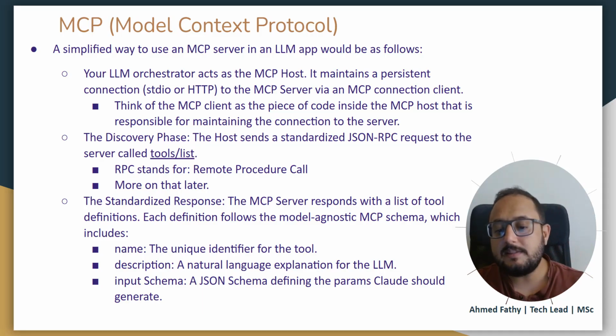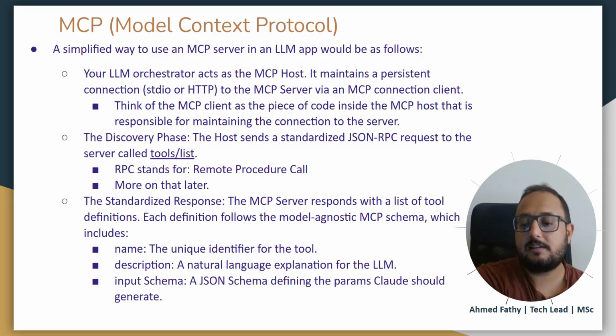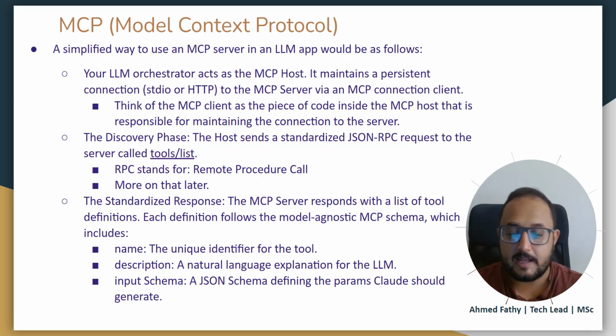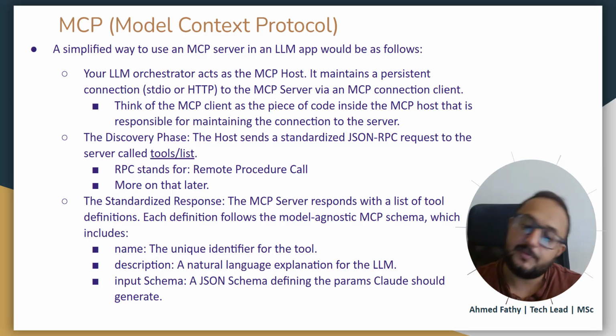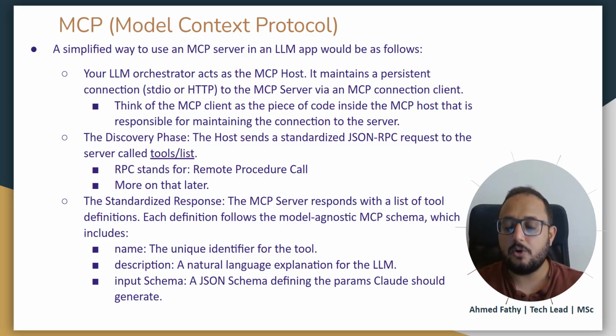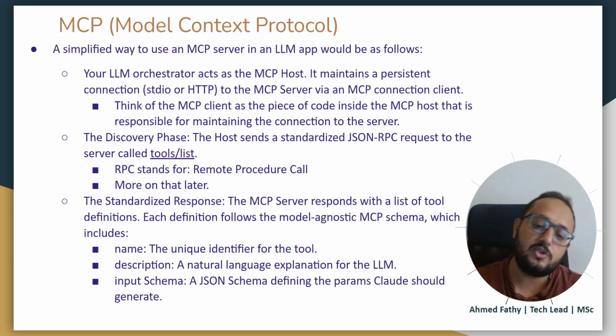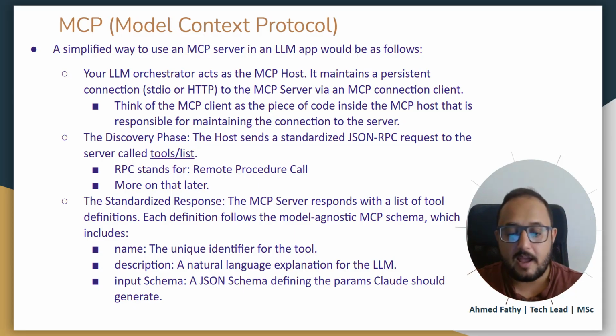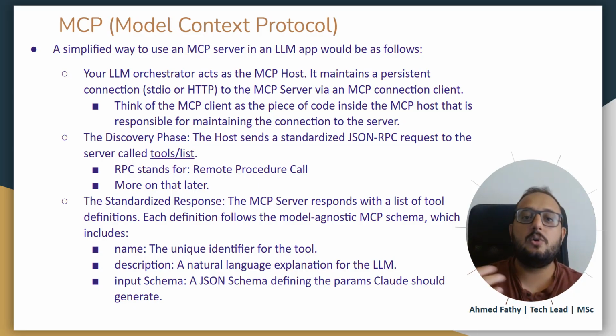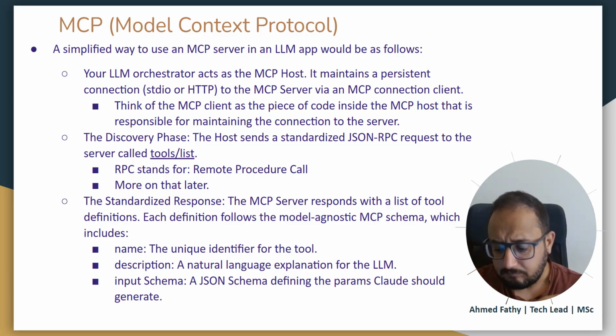And then the MCP server responds with a list of tools in another JSON format. So it responds with a list of tool definitions. Each definition follows the model agnostic MCP schema, which includes the name of the tool, a description of the tool and when to use it, and an input schema for the tool, like the parameters of the functions. And you may realize that this is very, very similar to the standard format for the Claude API, how you define tools for the Claude API. It's actually very, very similar.